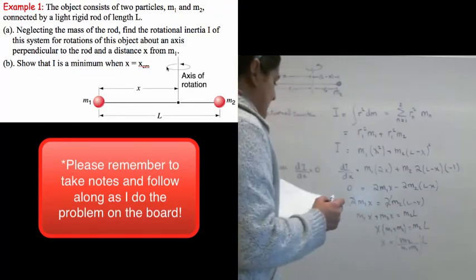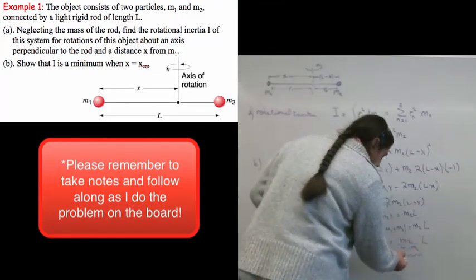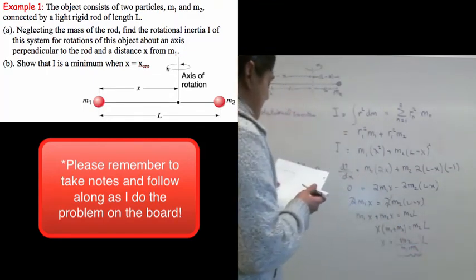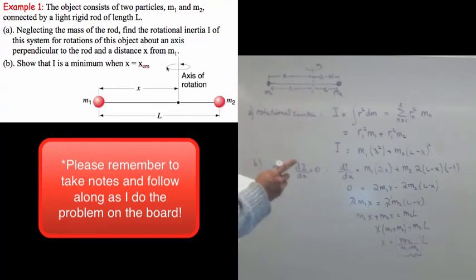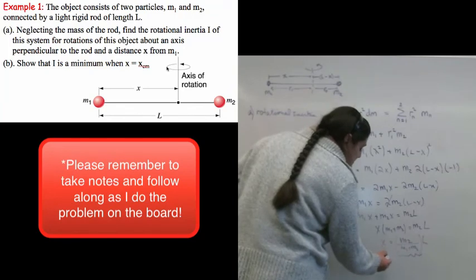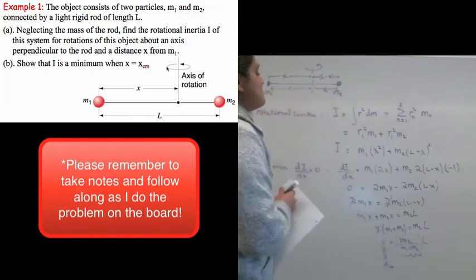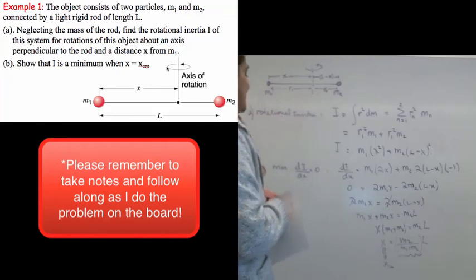Okay, look at it carefully. What is this expression? This is the center of mass of an object. So this implies that it is absolutely true that this has to be at its x center of mass in order for this minimum condition to hold true. And we've just proved that.